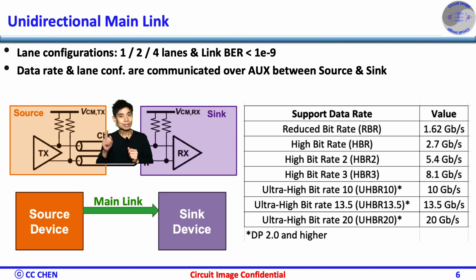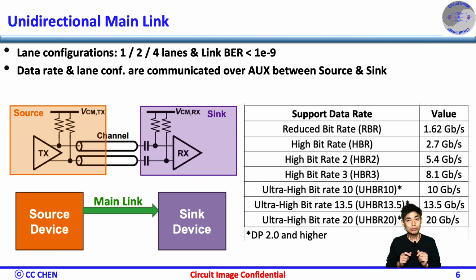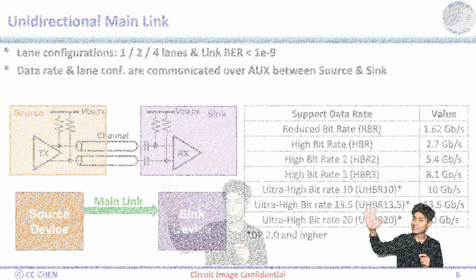For example, the maximum bandwidth could be 80 gigabit per second if we choose the line rate of UHBR20 and 4 lanes configurations. If we look at all supported data rates, you may wonder what the design difficulty would be. Think about the signal integrity images for 5 seconds.